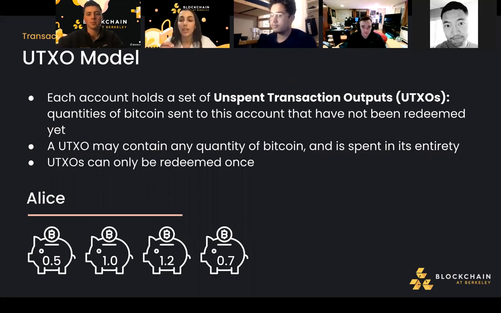And these UTXOs can contain any quantity of Bitcoin. But once they're spent, you have to spend everything that's inside of it. And so I think it's really helpful to think of these as piggy banks. So let's say I have a piggy bank that has 3 Bitcoin in it. And if you want to access what's in that piggy bank, you have to break it open. You just have to destroy the entire piggy bank. And so once it's destroyed, you can't put it back together again and use it. It's destroyed. It's gone forever.